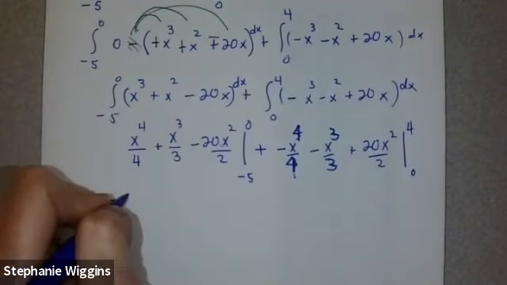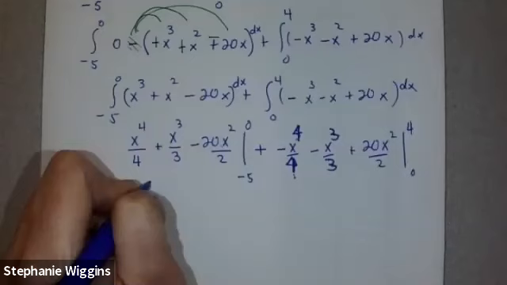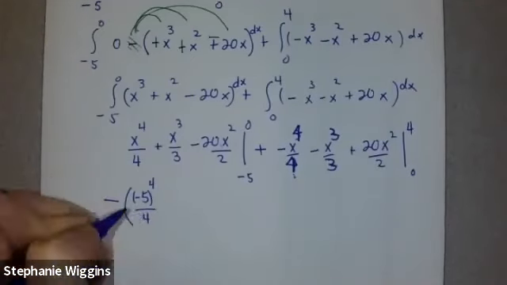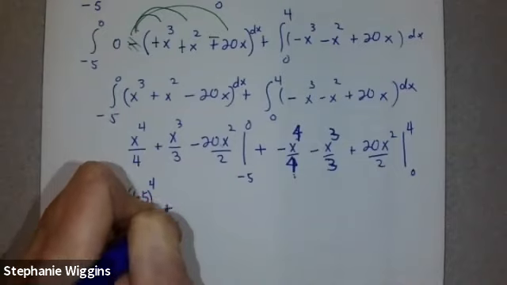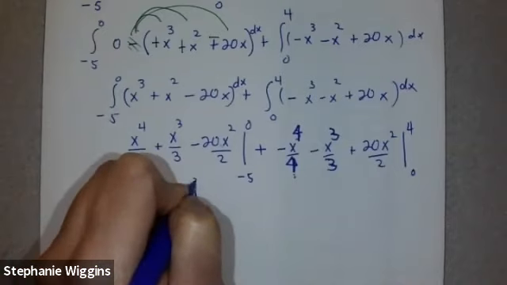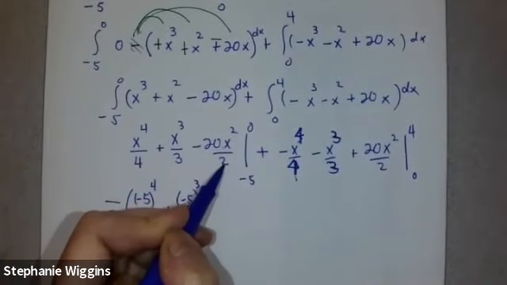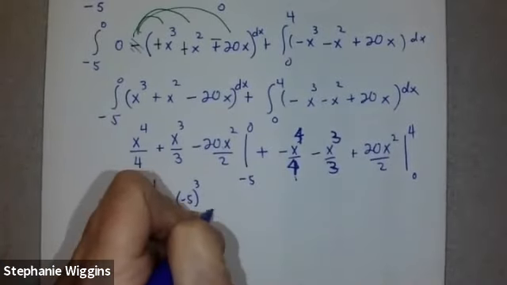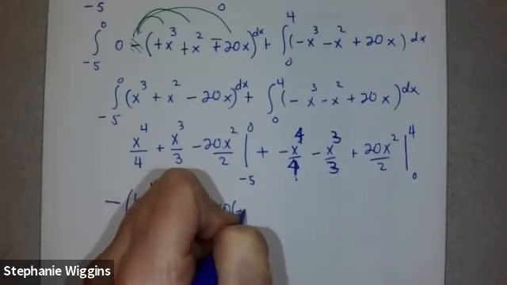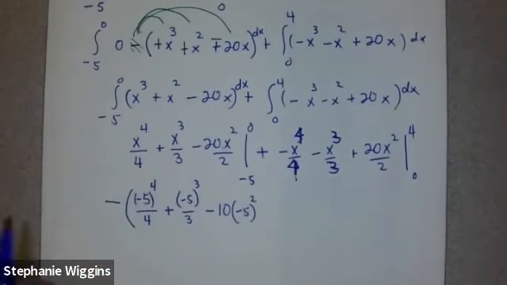And then we subtract what we get. So it's going to be -5 to the 4th power over 4. And then you're going to plug in -5 cubed over 3. Now, -20 divided by 2 is just -10. So it's going to be -10 times -5 squared. And we have 0. That was when we plugged in 0, we got 0 minus this.